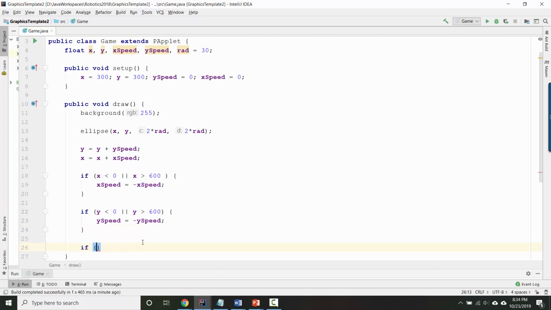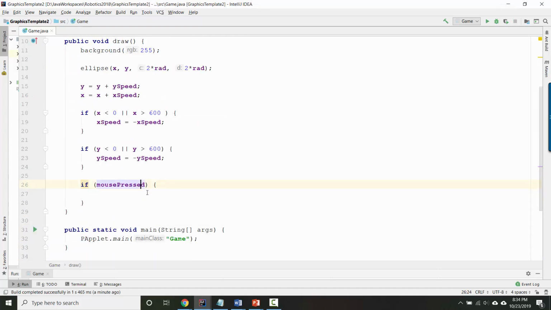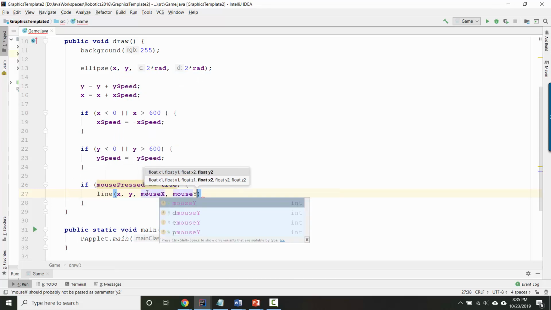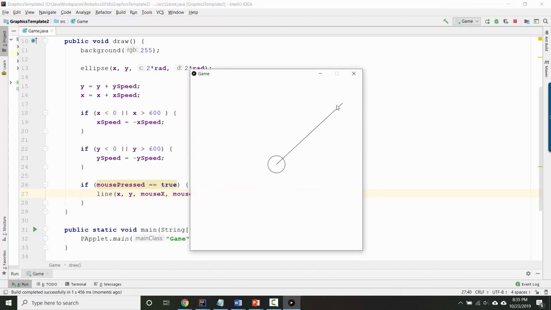I think it would be nice to say if the mouse is being pressed. So we'd actually written if mouse pressed is true. Then let's draw a line from the xy coordinates of the ball to the xy coordinates where the mouse is. And the reason that seems nice to me is just because then you can see the trajectory for where you're going to launch it.